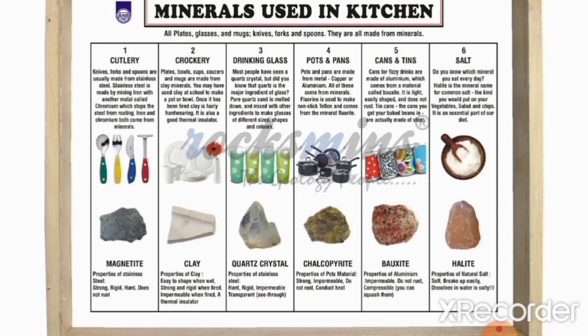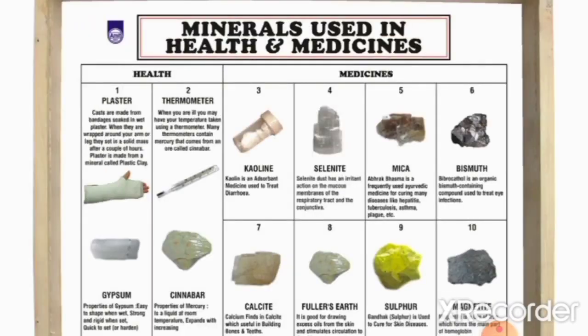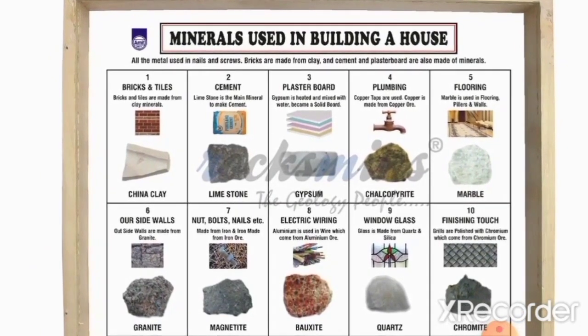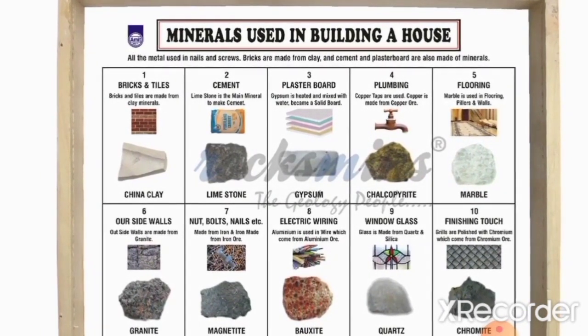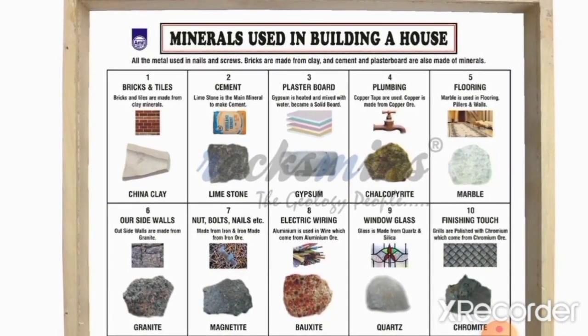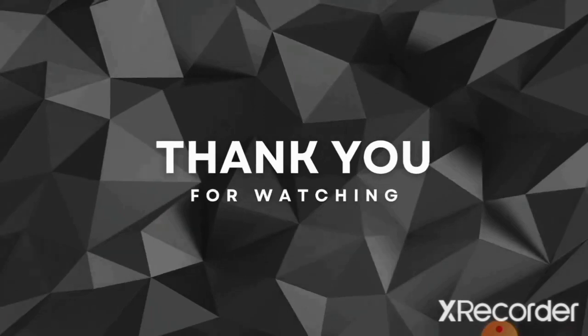So, the different ways minerals are useful in the kitchen are they are used for cutlery, drinking glasses, pots, and pans. They are used as plaster, used in thermometers as kaolin and so many others. They can also be used in building houses, such as the main ingredient in making cement, plasterboard, plumbing, flooring, electric wiring, and so on.